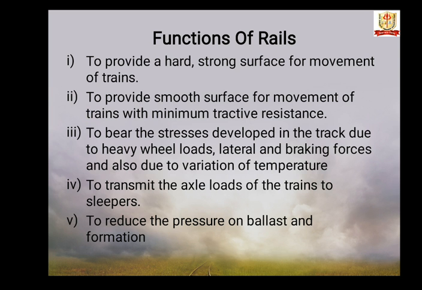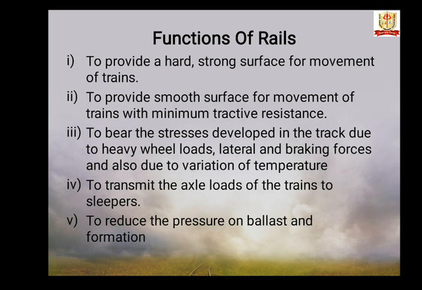So what are the functions of rail? To provide a hard, strong surface for movement of train. Next is to provide a smooth surface for movement of train with minimum tractive resistance. Next is to bear the stress developed in the track due to heavy wheel loads, lateral and braking forces, and also due to the variation of temperature. To transmit the axle loads of the trains to the sleeper, to reduce the pressure on ballast and formation. These are the functions of rails.